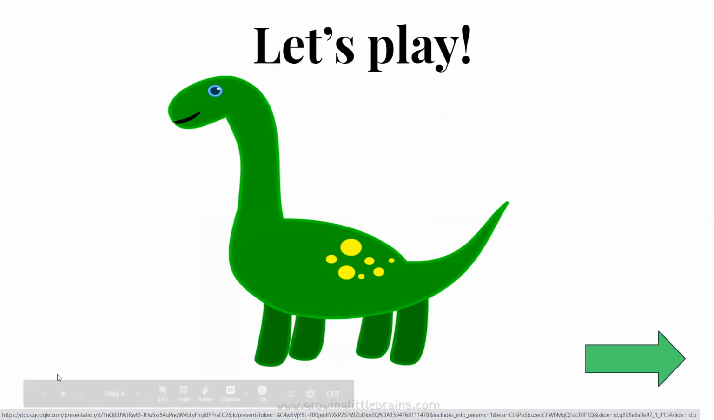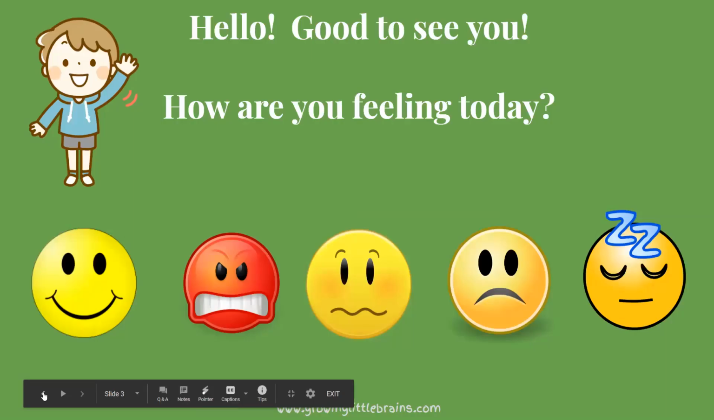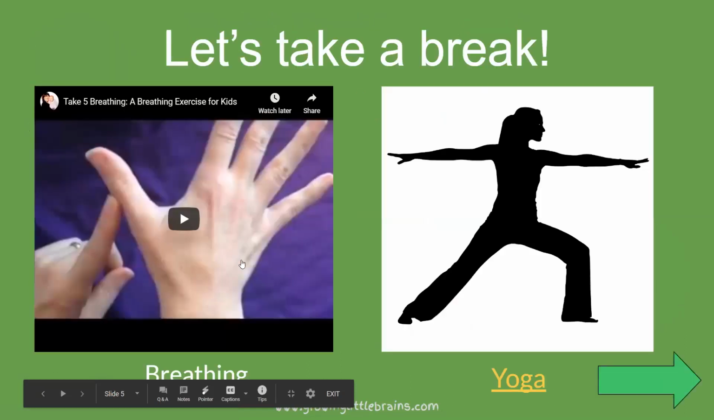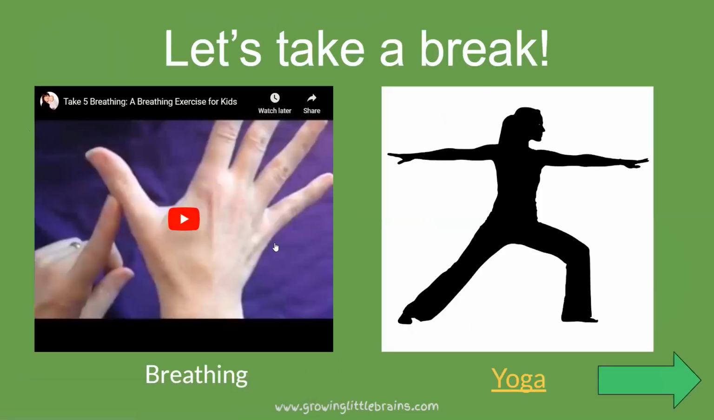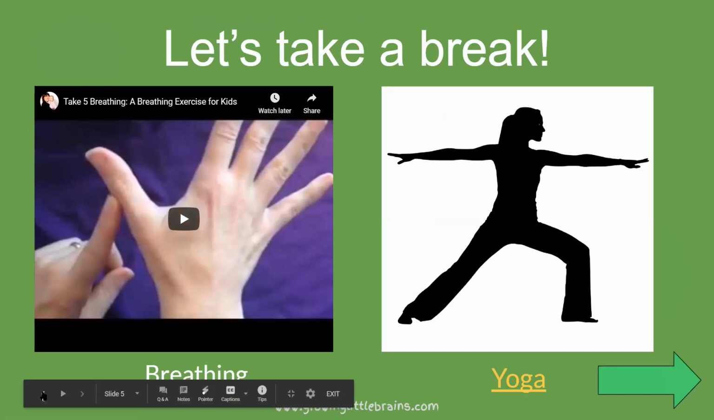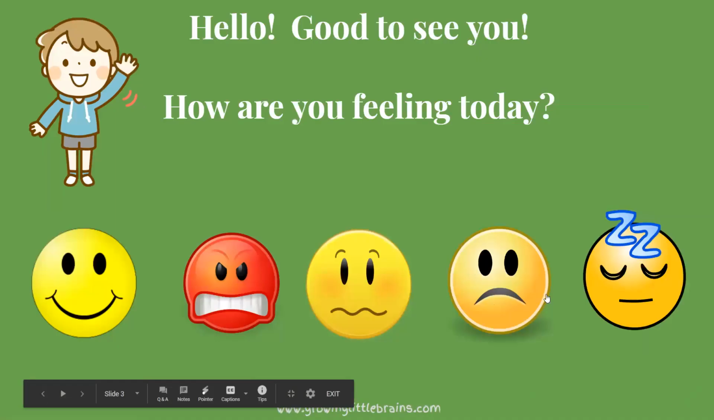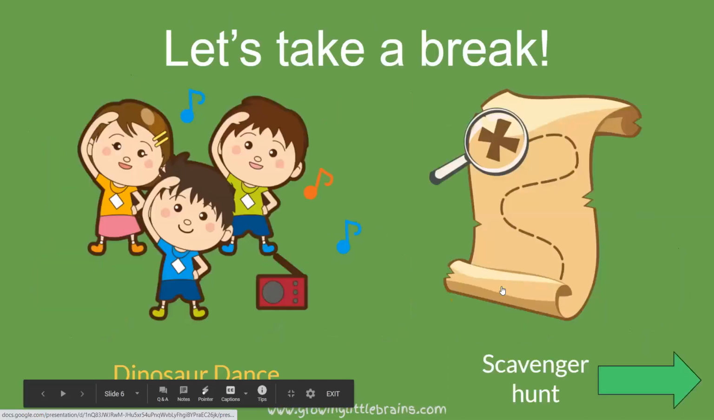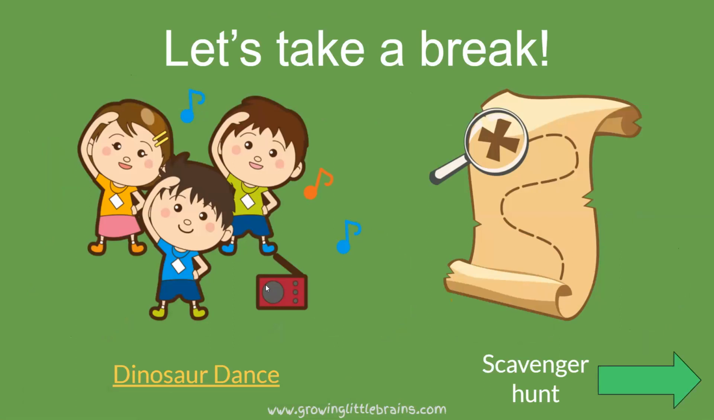So if they're happy, it'll take them to Let's Play, and if they're angry, it will take them to, you could do some breathing, some star breathing, or you can do some dinosaur themed yoga. That's for worried or for angry. And then if they are sad, it will take them to this slide and you can do some dancing, or you could send them on a little scavenger hunt in their home.